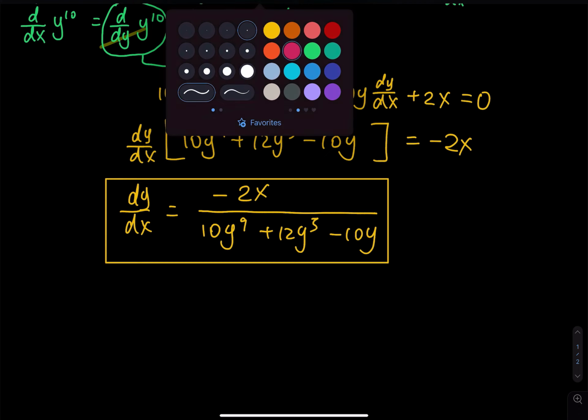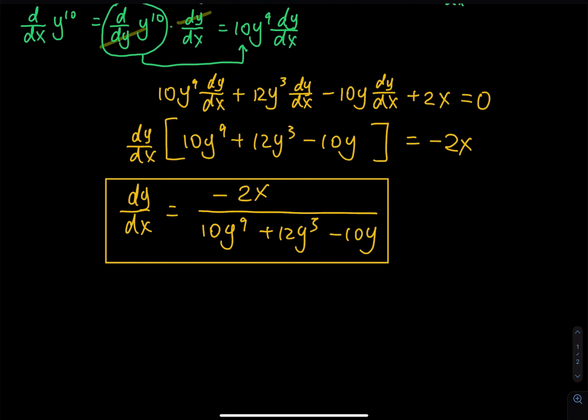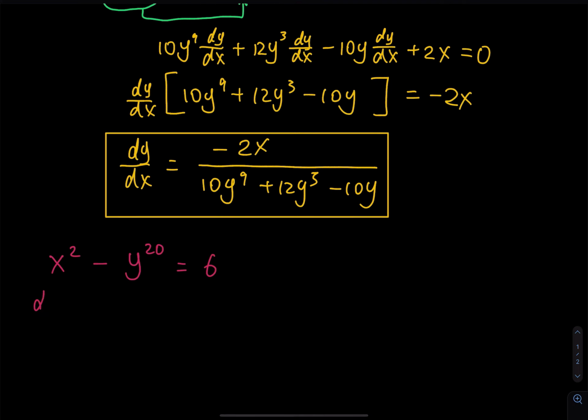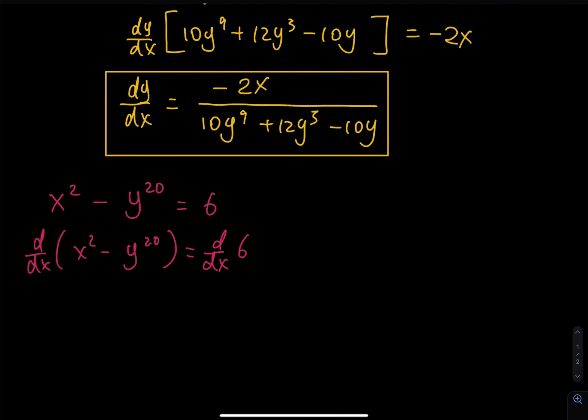So let me change this to another color. Let me just give you another example. So let's say x squared minus y to the 20 equals 6. So this one, if you differentiate both sides, you have x squared minus y to the 20, and then you differentiate this side, right? So this one, you can just go straight to the next line.